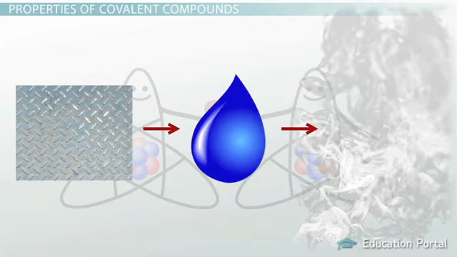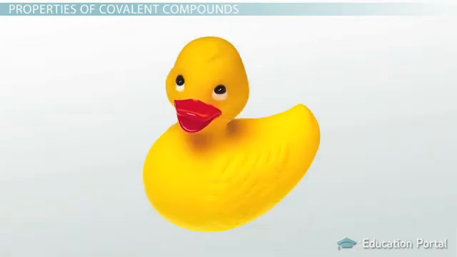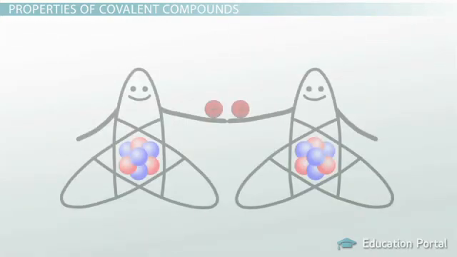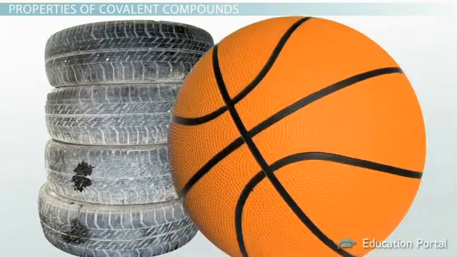These weak bonds also mean that covalent compounds are relatively soft. Since the bonds break easily, the molecules can move past each other easily, which makes them flexible. Covalent bonds are what turn rubber from a rubber tree, along with sulfur, into a compound flexible enough to make basketballs, or tires for cars.